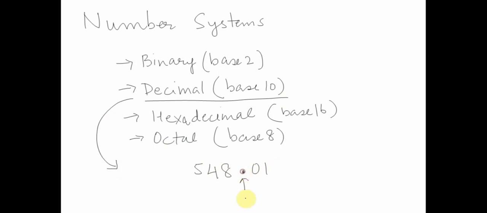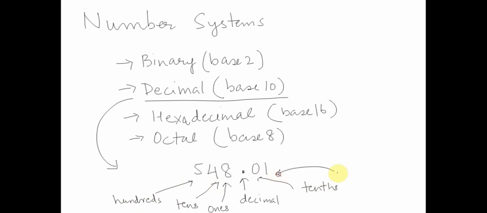This decimal point is the point from where we will start. Here is the ones position, this is the tens position, this is the hundreds position, and so on: thousands, ten thousands. Similarly, this is the tenths position, this is the hundredths position, and then thousandths, and so on. So in 548.01, we have a decimal point followed by tenths and hundredths on the right, and ones, tens, and hundreds on the left. How do we represent this?